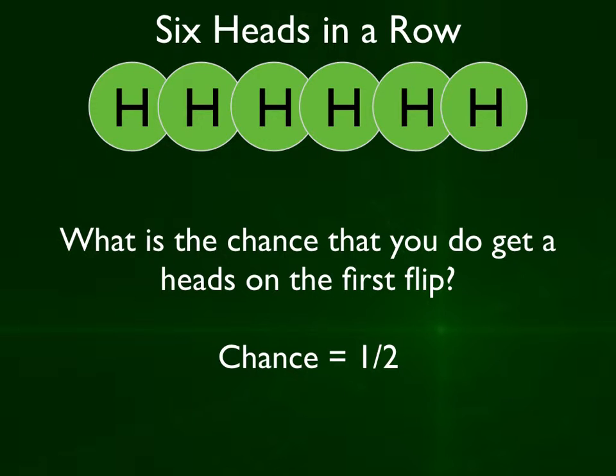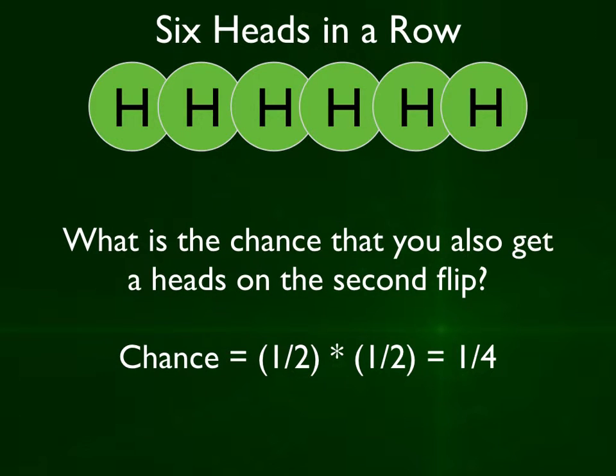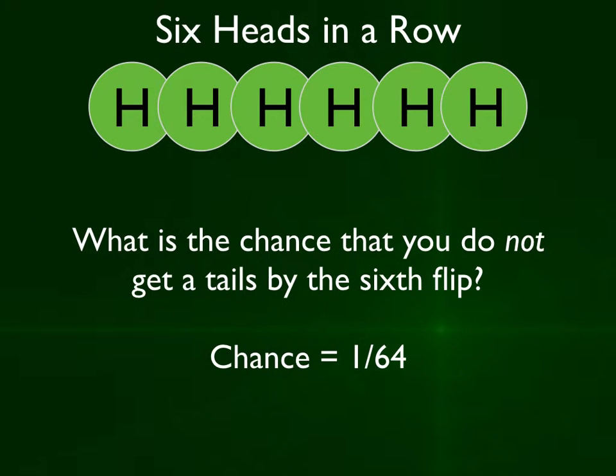So let's reason this out. What is the chance that you get a heads on the first flip? This is 1 out of 2, or 1/2. What is the chance that you also get a heads on the second flip? As we have seen, this should be 1/4. Continuing down this line of reasoning, you can show that the chance to see 6 heads in a row is 1 out of 64. Not especially big, but definitely not small.